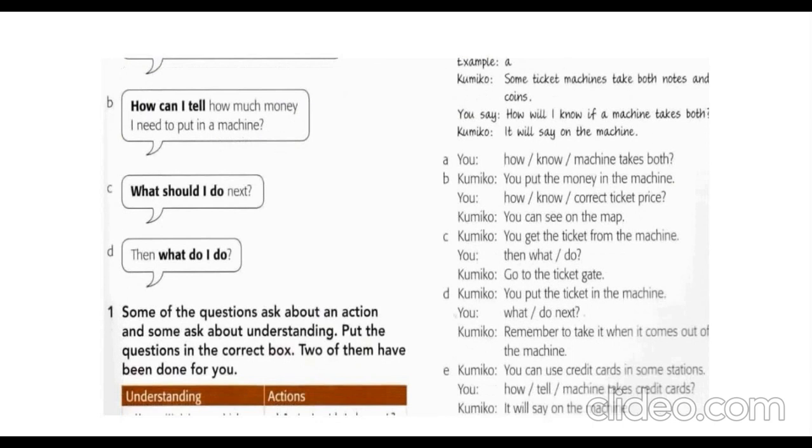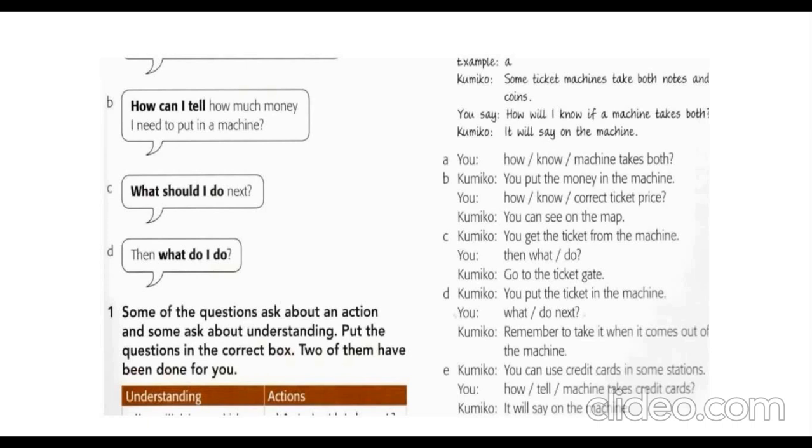Some of the questions ask about an action and some ask about understanding. With actions we have the verb do. With understanding we have the question word how. Okay? So put the questions in the correct box. Two of them have been done for you.